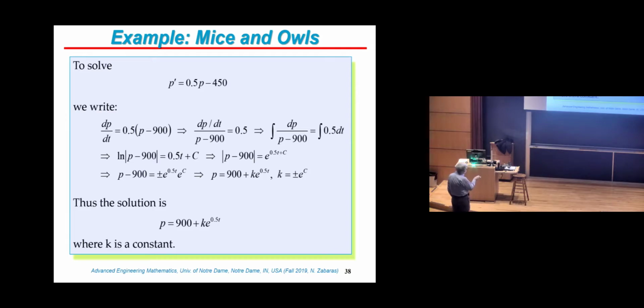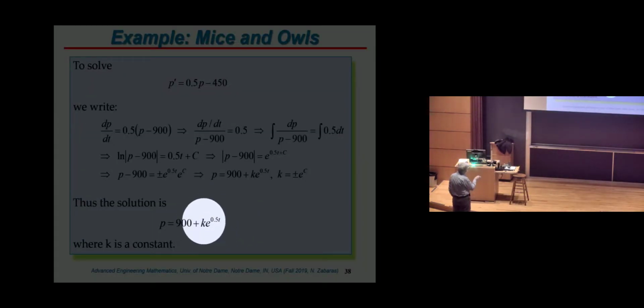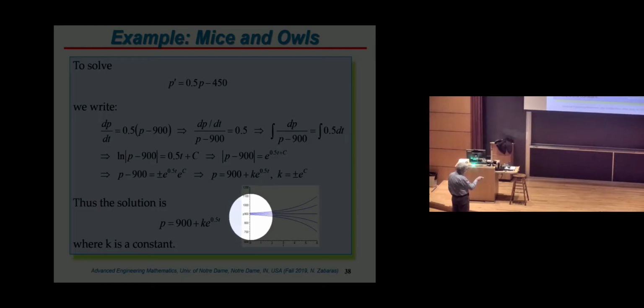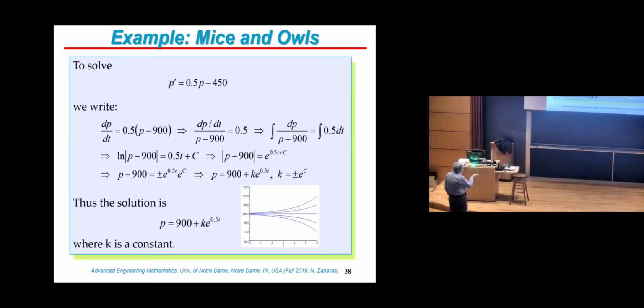What will define the nature of this solution? What's the only parameter that we have not specified yet? K. And K will be specified through an initial condition. If the initial condition, you remember, was above 900, the population P will grow exponentially like that. If it is below 900, it will basically decrease. And everything is defined through this parameter K.